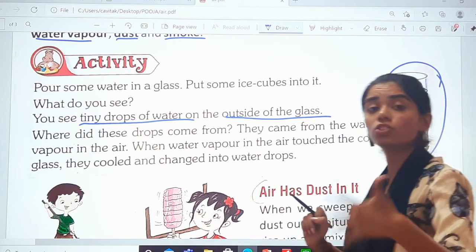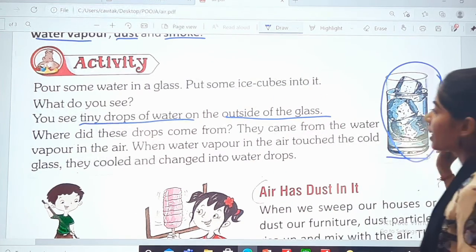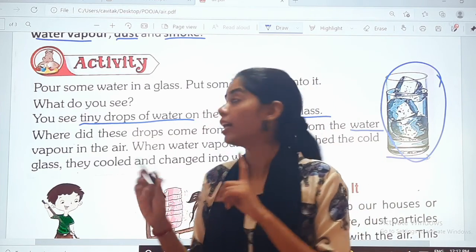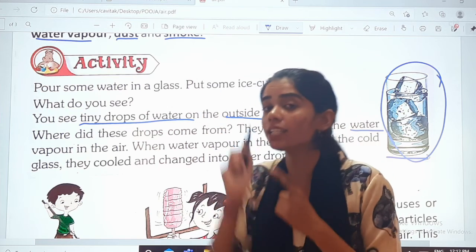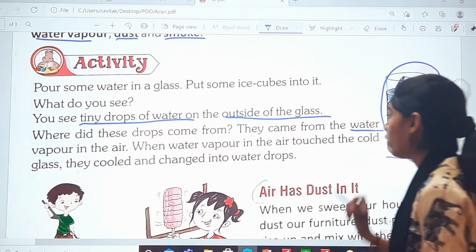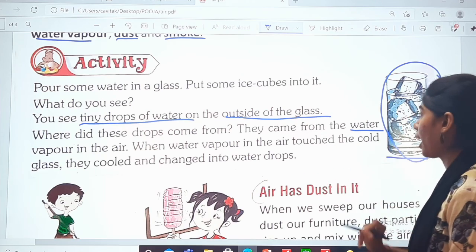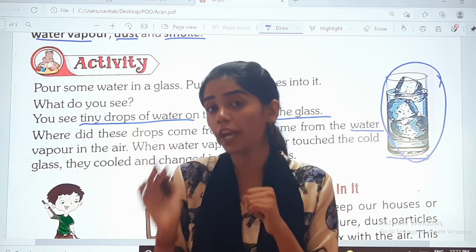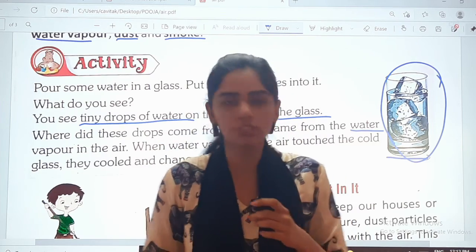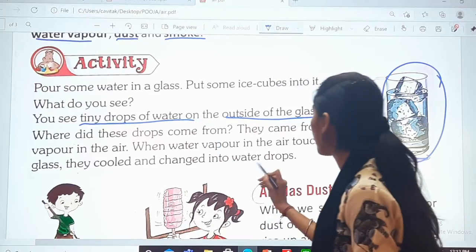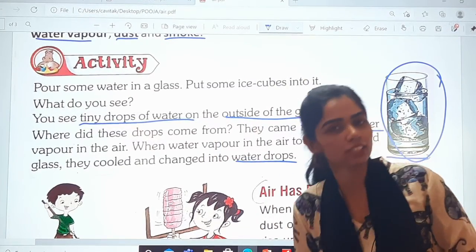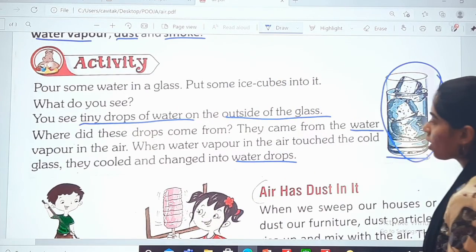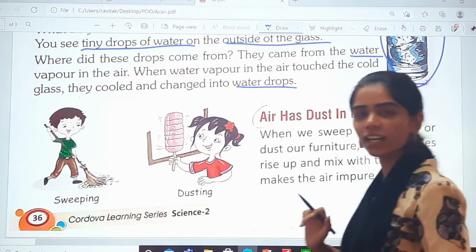So, where did these drops come from? They came from the water vapor in the air. We had discussed that air has water vapor. When the water vapor in the air touched the cold glass, water vapor जो air में था उसने cold glass को touch किया. So what happened? They cooled and changed into water drops. I hope now you are able to recall all this we had discussed.